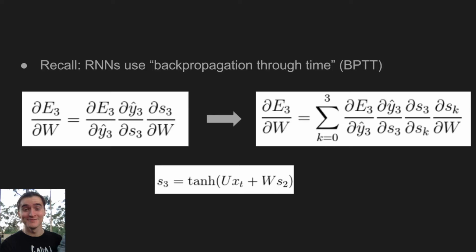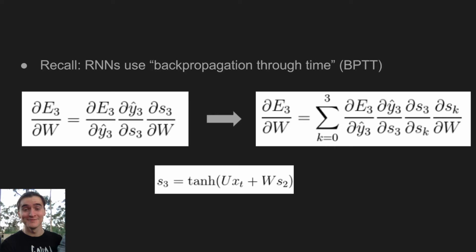So recall that we said that RNNs use backpropagation through time, and this is basically quite similar to standard backpropagation, but there's a slight twist. For clarity on these slides, we let y hat in the equations be the output at a particular time step, and S3 is simply the hidden state at time step 3.